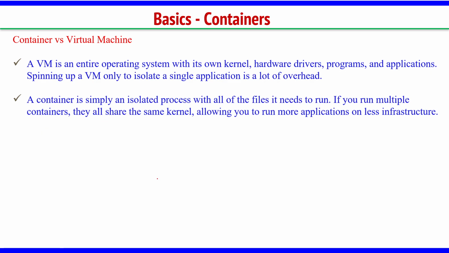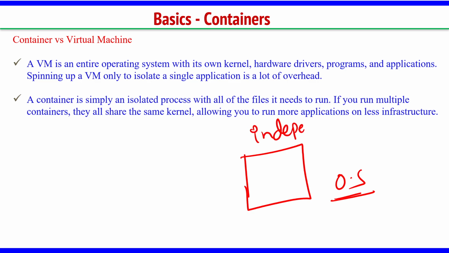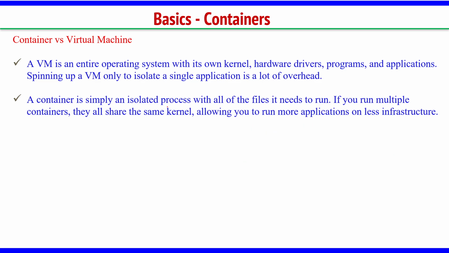Whereas a container is also something like a virtual machine, but there is no OS here. It is independent of the operating system, right? It has all the dependencies. A container is simply an isolated process with all of the files it needs to run. All that we club together and put in a box. This is the difference between the virtual machine and the container.